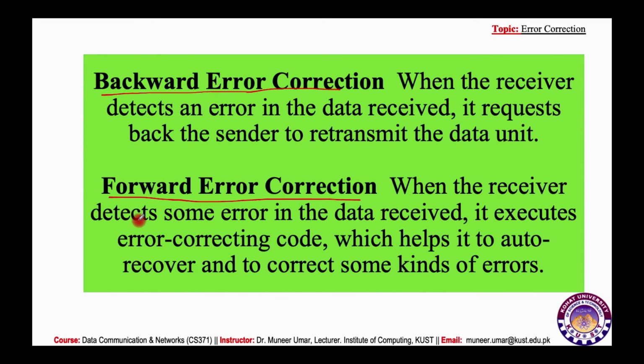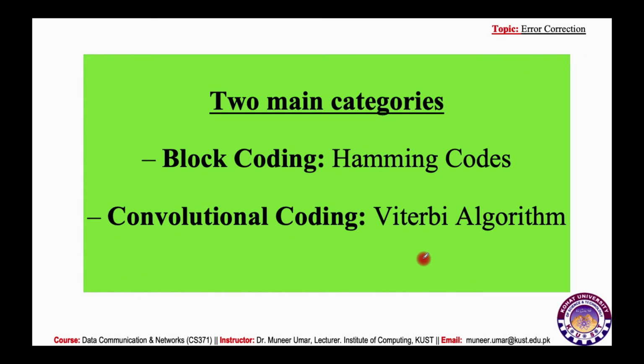When the receiver detects some error in the data received, it executes an error correcting code, which helps it to auto-recover and to correct some kinds of errors. There are two main categories of error correction algorithms: block coding and convolutional coding. In block coding, an example is the Hamming code, and for convolutional coding, we have the Viterbi algorithm.